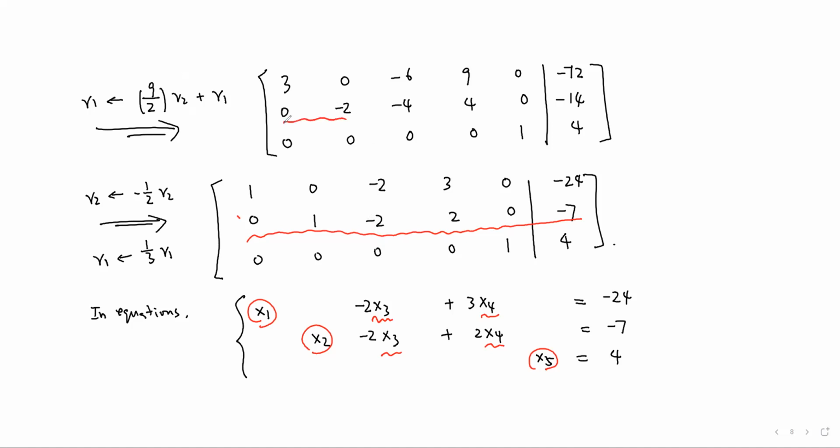Divide this row by -2. So this is a 1. This should be +2. And this should be -2. Yeah, thank you. And also here should be +7. Correct. Right, thank you for correcting my mistake.